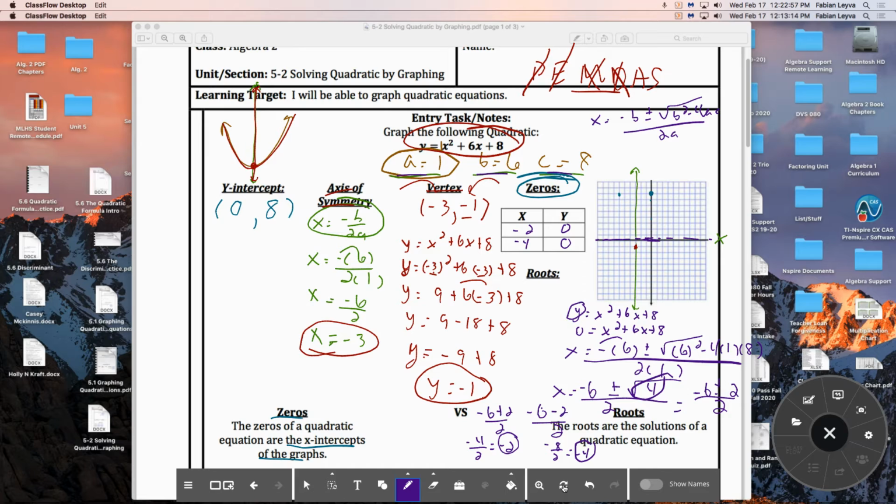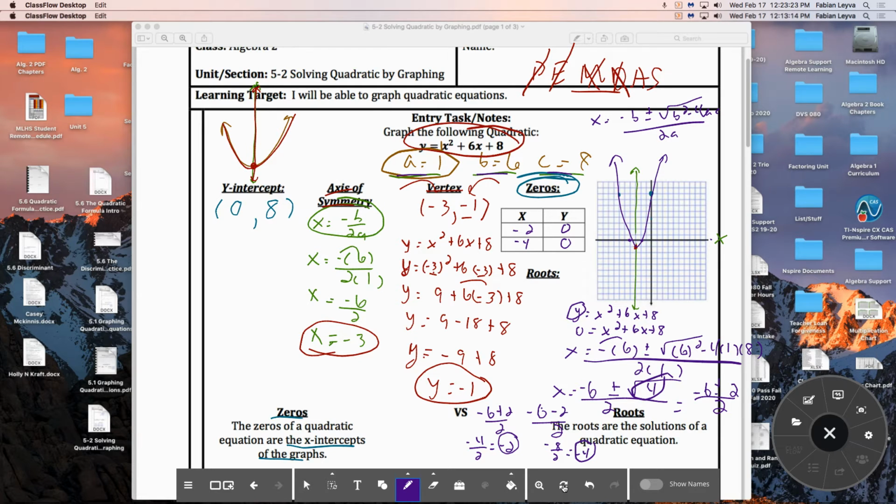Now all I have to do is plot them. Negative 2 is right over there. Negative 4 is right over there. I know you can't see it with that line, so let me make it a little cleaner so you can see it better. Negative 2 and 0 can be located here, and negative 4 and 0 can be located there. Now I have all my points plotted, so it should be easier to draw my graph.